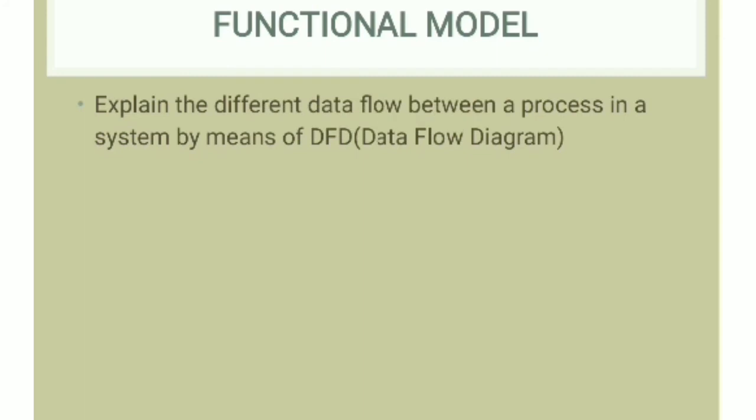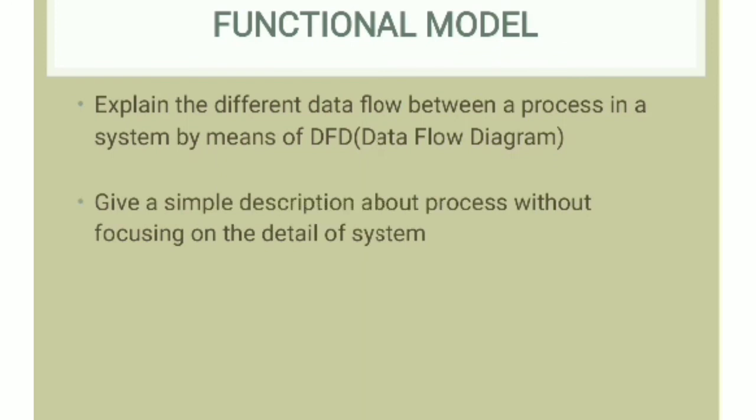Next is the functional model. Functional models are presented by the data flow diagram and constraints. For example, different process descriptions and consumer-producer relationships can be shown using the functional model. So the functional model explains the different data flow between processes in a system with the help of a data flow diagram.